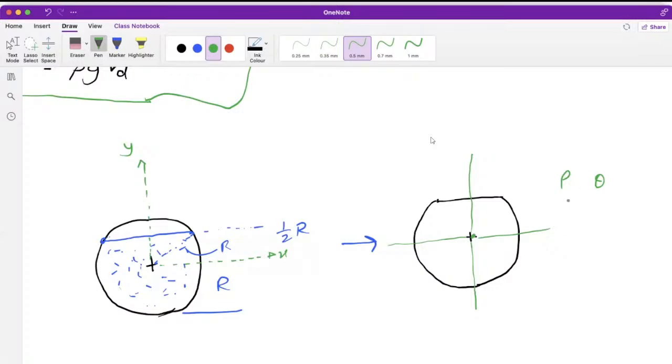Sometimes I use this, but here I didn't use rho. I use R because rho in this problem I already defined as the density. So I use R and theta here, going through this. Remember from your calculus. Now this is a question of resolving how to set up the integration, right?